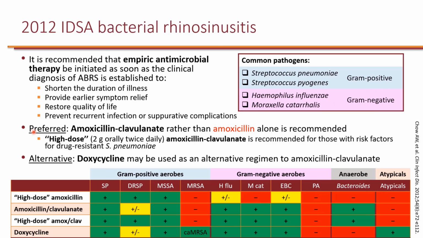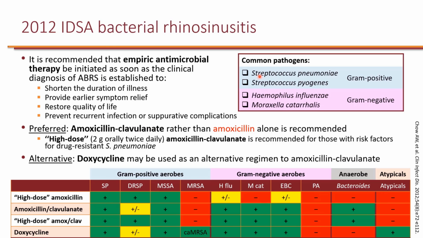So the preferred drug of choice for acute bacterial rhinosinusitis is amoxicillin-clavulanate. And that's recommended over amoxicillin because H. flu and Moraxella catarrhalis are likely to produce beta-lactamases, which will break down amoxicillin. Clavulanic acid will actually block those beta-lactamases. So amoxicillin-clavulanate is first choice.